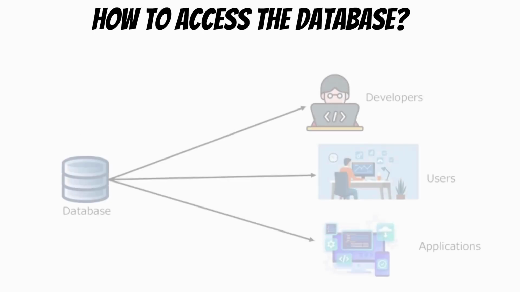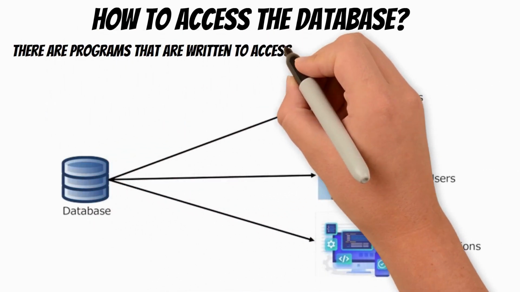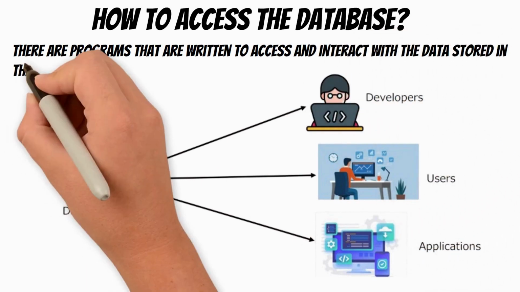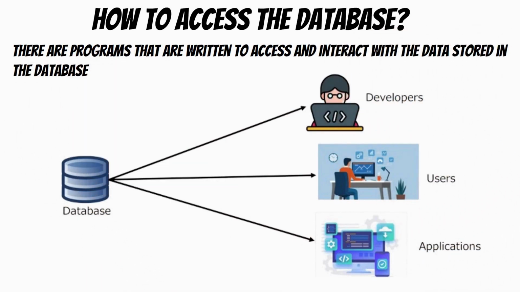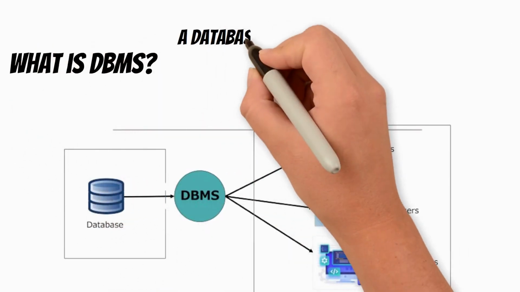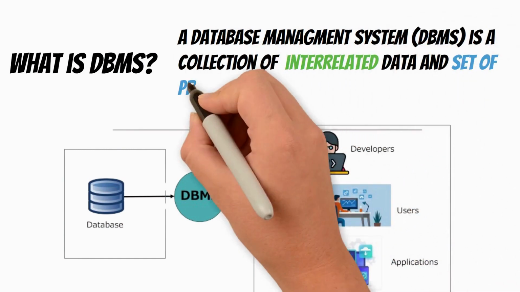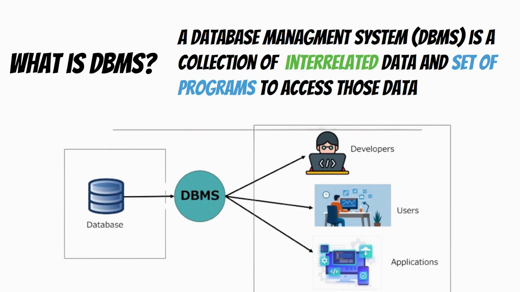A question for you: how do you access the database? The developers, users, or applications access the database through programs that are written to access the database. Now that we've got a clear understanding of what a database and management mean, let's tackle the main question. What is DBMS? DBMS is a collection of interrelated data and a set of programs to access those data.